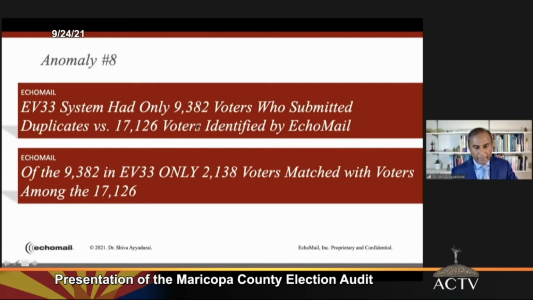Let me repeat that again. The EV33, as we understand, we're not experts, is a system where all the early voting ballots are stored. When that was gone through, it found that 9,382 of those were voters who submitted duplicates. Clearly this should be a subset of ours because we're supposed to have all the early voting ballots. We found out only 2,113 matched.